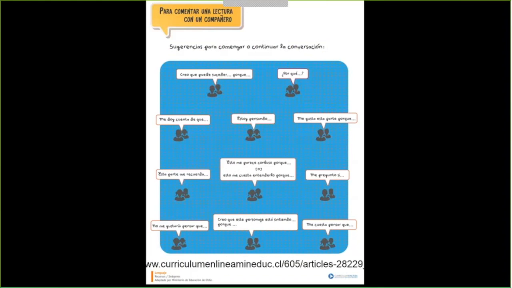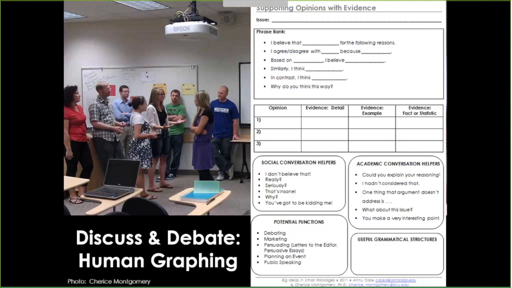This is a little list of phrases that they can use to start sentences in order to comment on a reading with a partner. So, I think that such and such happens because I'm thinking this and that. I just realized that I like this part because I'm asking myself. So you can give them different sentence starters to help them with that.